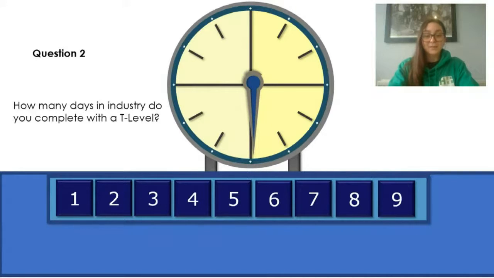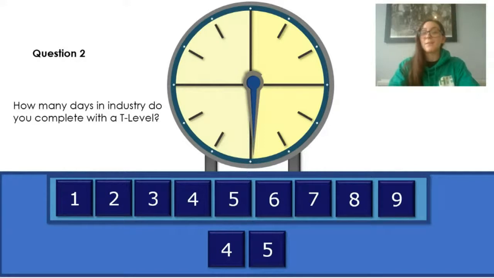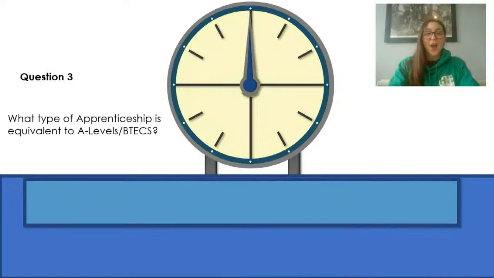Okay, so let's have a look. It is 45, so we needed 2 of those numbers. Now, what does it mean by industry? It means working on placement. So T-levels are new, so if you do decide to do them, you'll get lots of working experience in industry, 45 days to be exact. Okay, over to question 3 now.